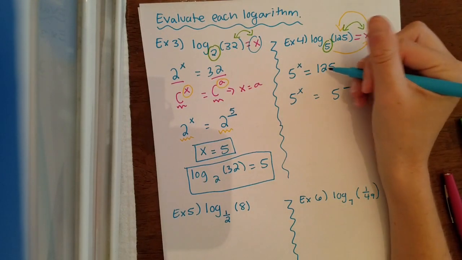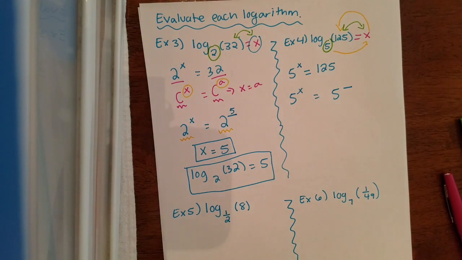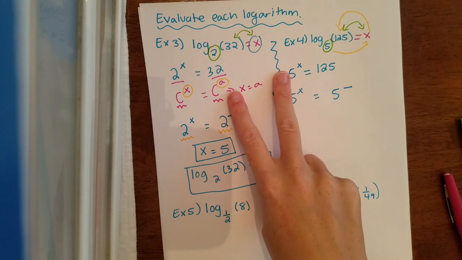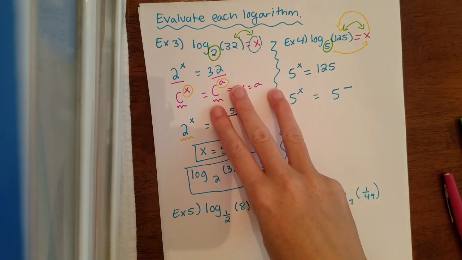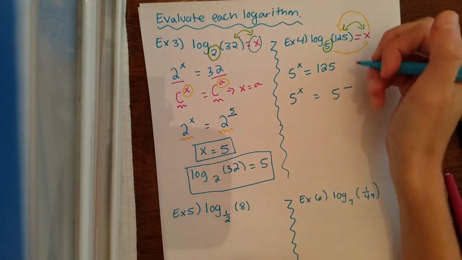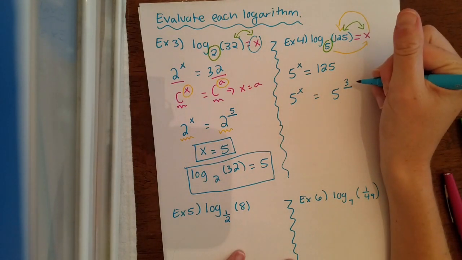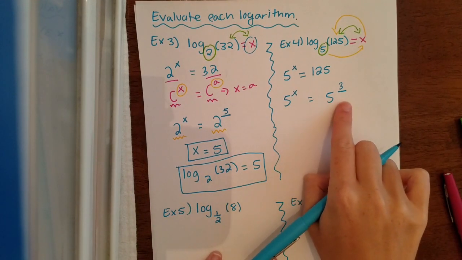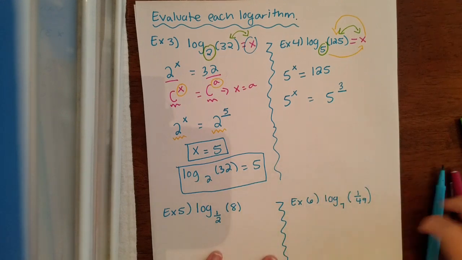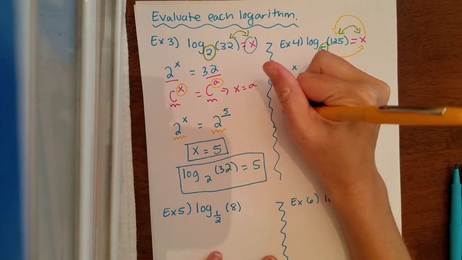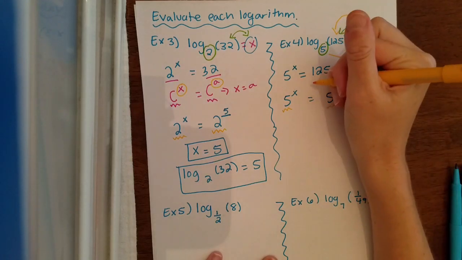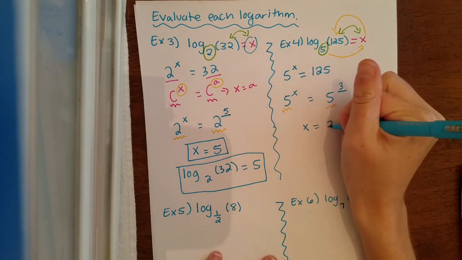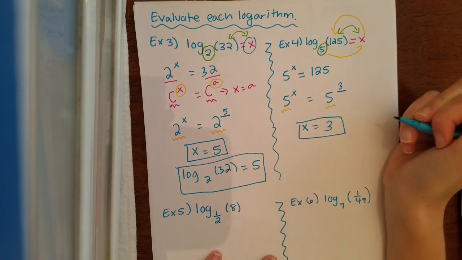So I need to figure out 5 to what power will give me 125. So let's see here. 5 times 5 is 25. 25 times 5 is 125. Holy hot dog, that exponent is a 3. Alright, so we have 5 to the x equals 5 to the third power. And now, since we have the same base on both sides, a 5 and a 5, we can set those exponents equal to each other. So that means x will equal 3. Bam! That one is donezo.